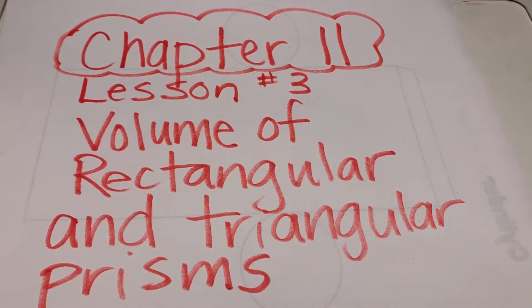Hi, grade sixes. This is chapter 11, lesson number 3. We're going to be reviewing how to find the volume of a rectangular based prism, and we're going to look at how to find the volume for a triangular prism.